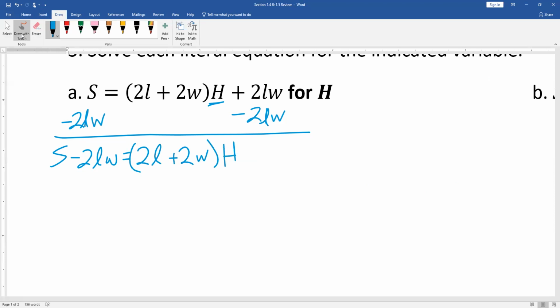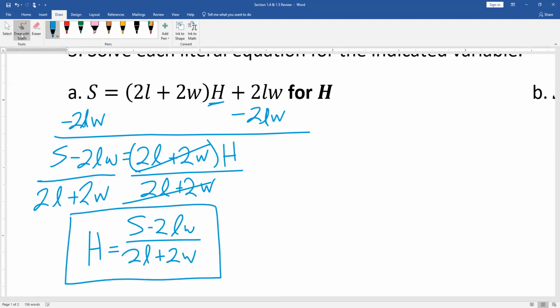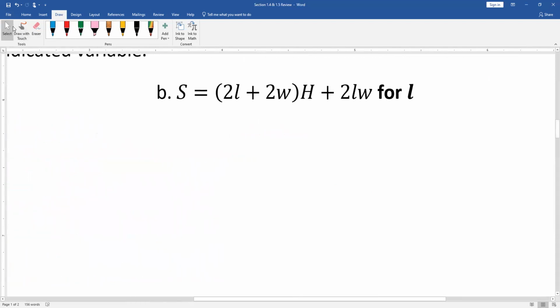So because H is just being multiplied times this expression, we can divide by that expression to isolate the H by itself. These end up canceling each other out. 2L plus 2W. And we're left with H equals S minus 2LW divided by 2L plus 2W. And that is the equation set up to solve for H. All right, this one has a few more steps, but still just same thing.